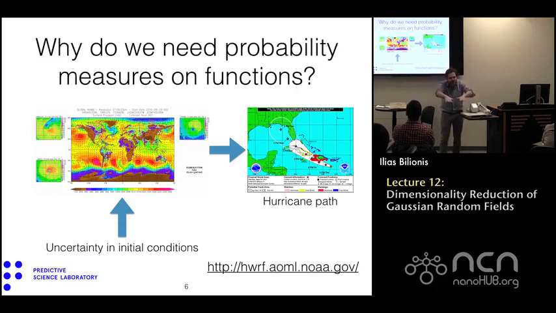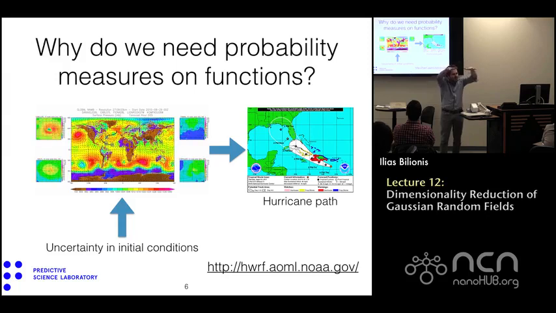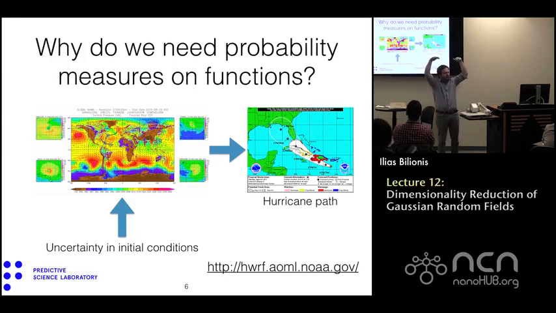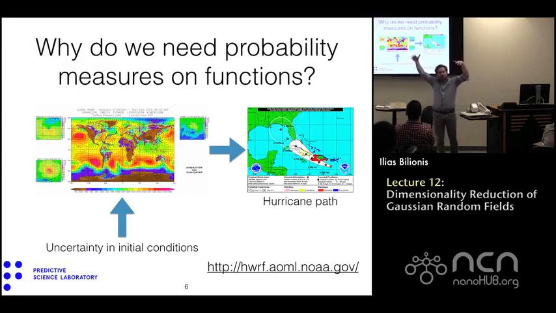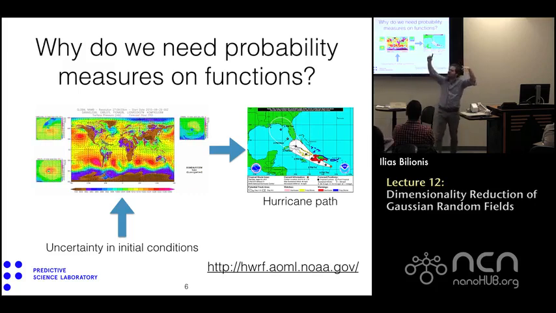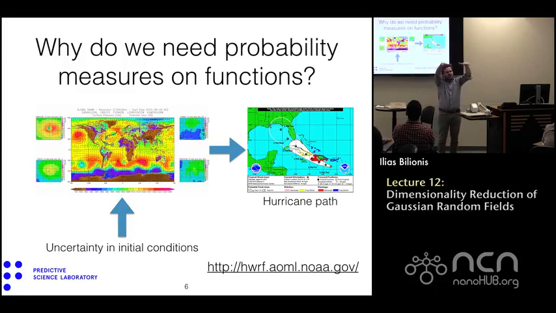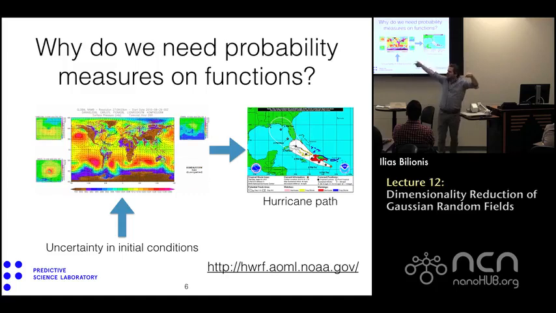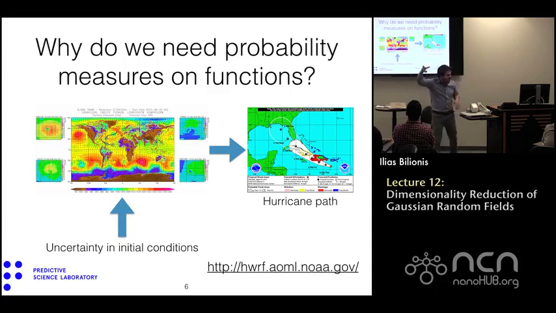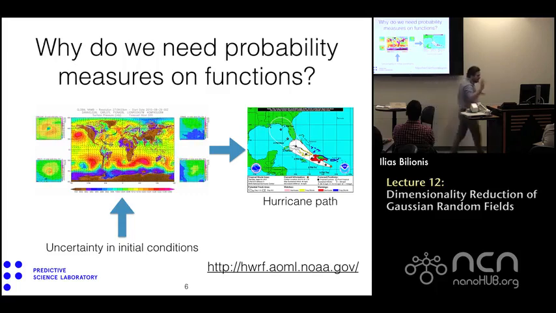So you sample a temperature field from the Gaussian process model. With that temperature field, you start your numerical weather prediction model, you solve it, you find one path for the hurricane, then you sample another sample from the Gaussian process describing the initial condition of the temperature. You solve again, you get another path, you do that like 1,000 times, and then you get an envelope of paths, right?